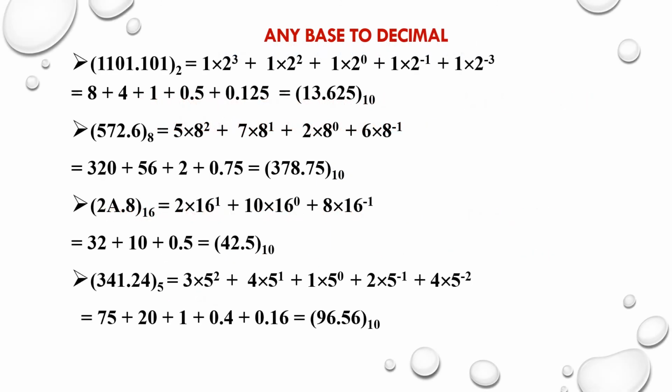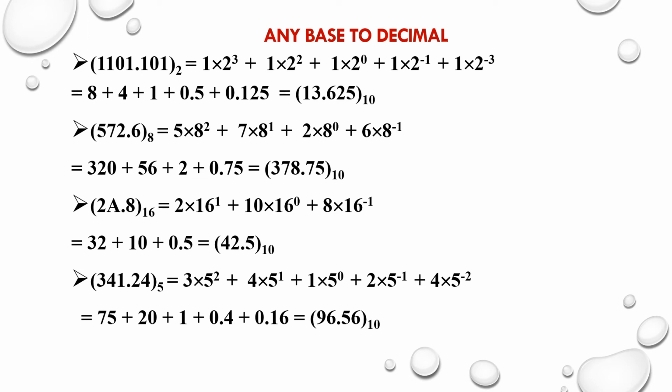Example, as I told you, any base. Here it is decimal to, that is binary to decimal. Here the base is 8, which means octal to decimal. Here the base is 16, which means hexadecimal to decimal. Sometimes the base may be some other number also. Say, for example, here the base value is 5. So from base 5 to the equivalent decimal values.